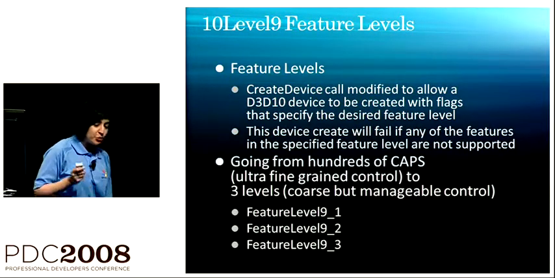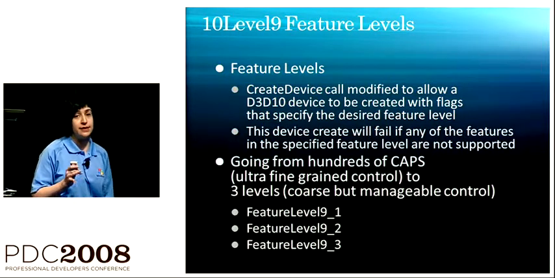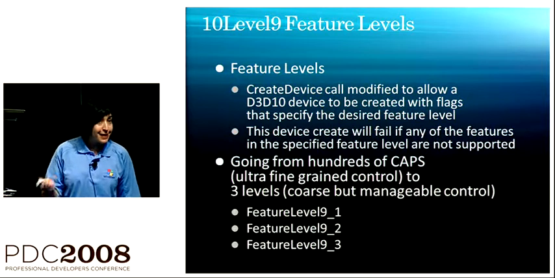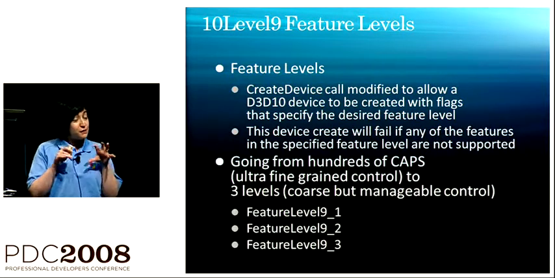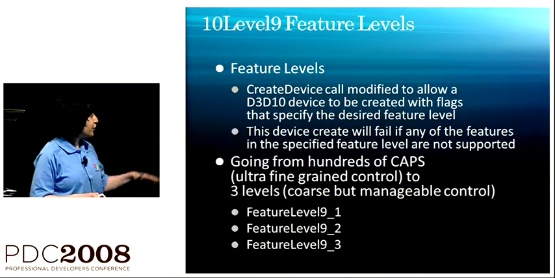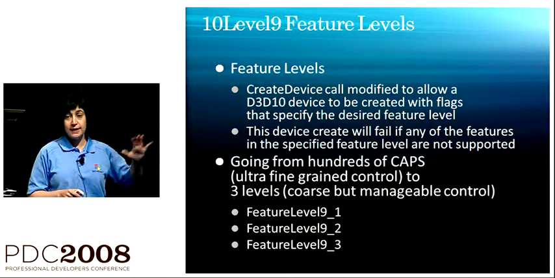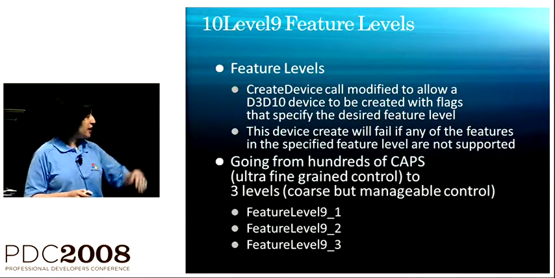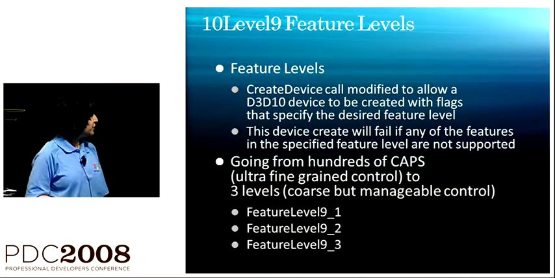Okay? So basically what we're doing here is we're going from hundreds of these caps bits, maybe thousands, I never actually checked, but lots and lots of caps bits, certainly, which is this very fine-grained control, to 3 levels, which is coarse but manageable control. And the 3 levels here are feature level 9_1, which is the lowest feature level, 9_2, which is slightly better, and 9_3, which has slightly more features.